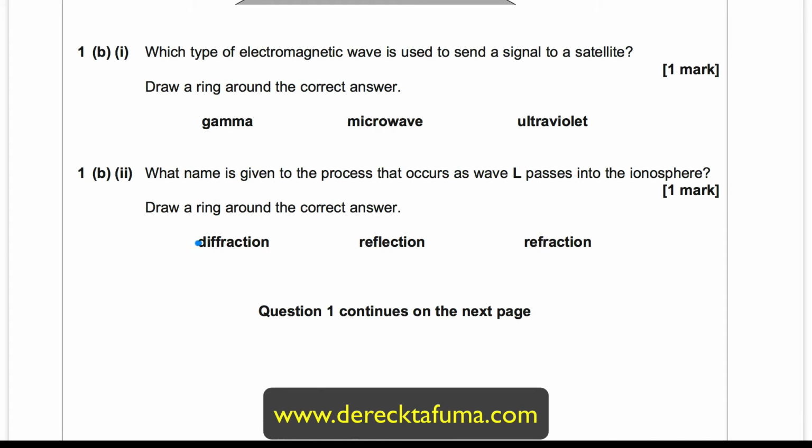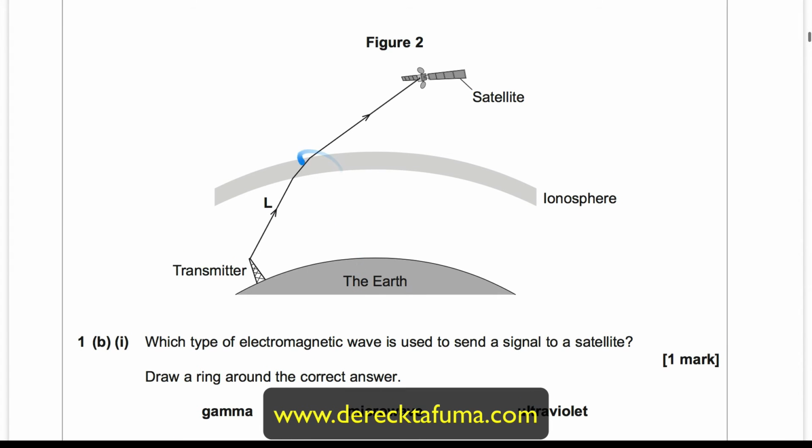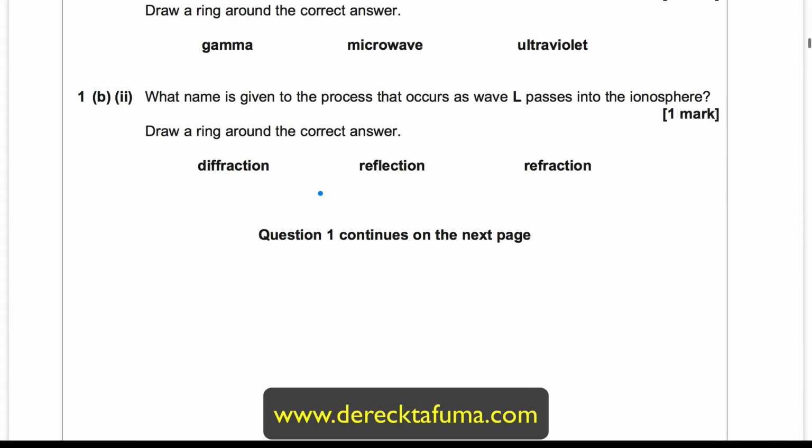Now, what is diffraction? Diffraction is what happens to a wave when it passes through a small opening whose dimensions are comparable to the wavelength of the incident wave which is going through the opening. But in this case, this here is called refraction.